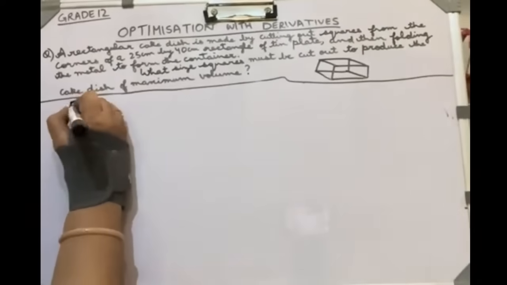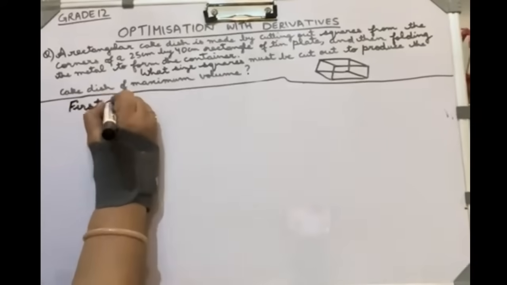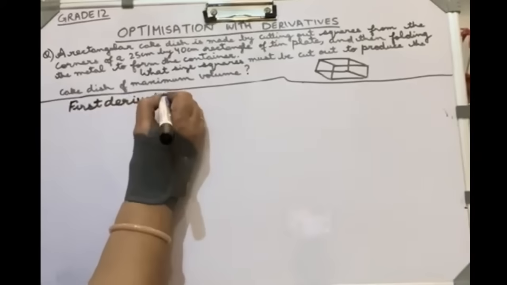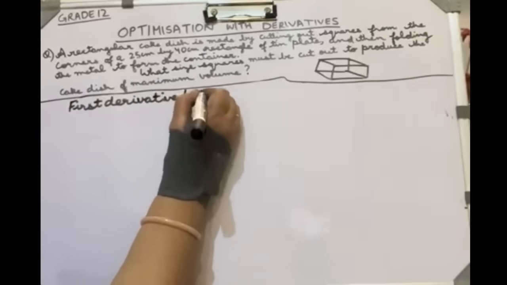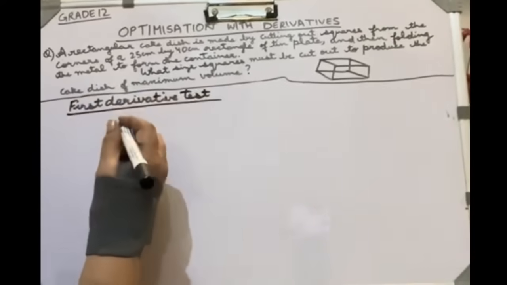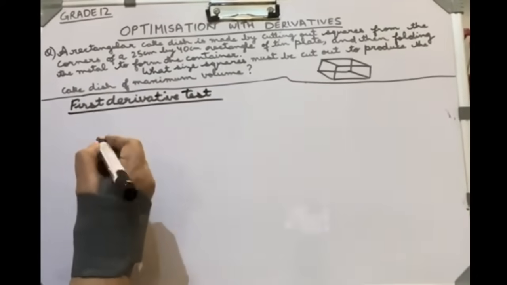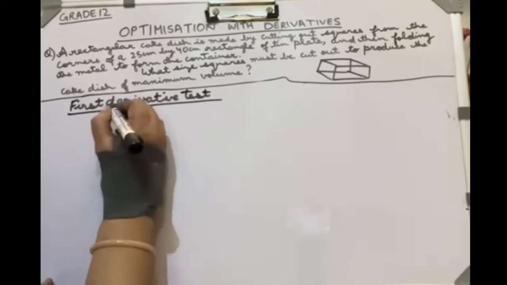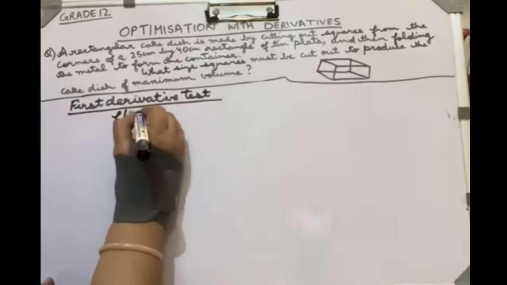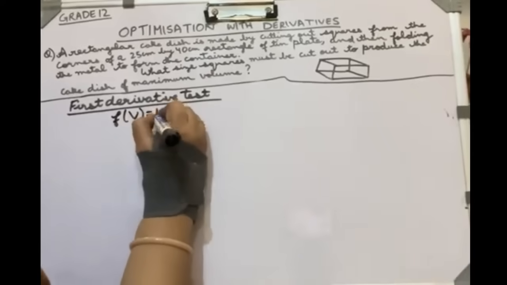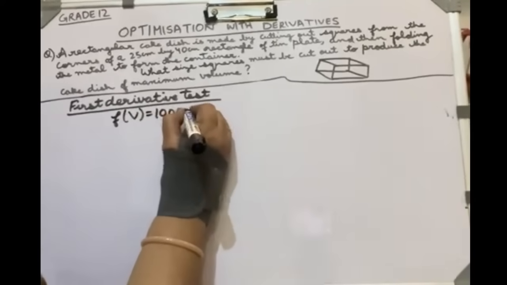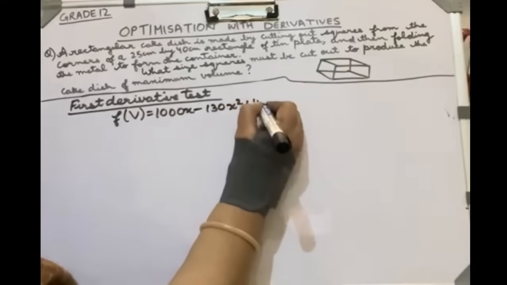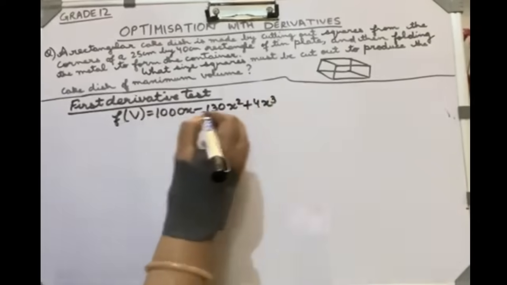First derivative test. What do we observe? We know that volume, f(x) or V, as I solved previously, is 1000x minus 130x square plus 4x cube. This is the expression for volume.